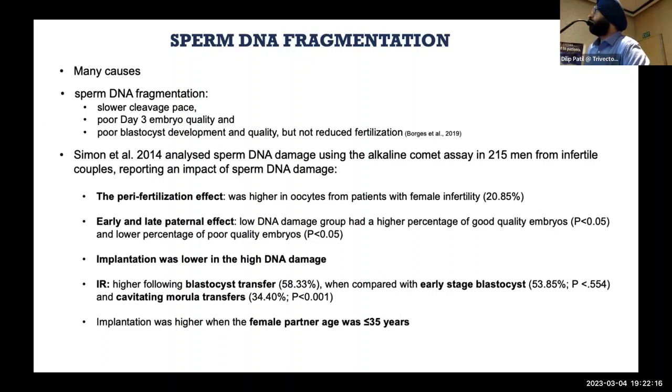Similar findings were seen by both speakers, but they also found that the implantation rate was higher following blastocyst transfer compared to early stage or cleavage stage transfer. So if there is a documented case of high DFI, always go for a late blastocyst transfer. And obviously the age of the female is important because the oocyte repair mechanism is more prominent in young females compared to older females. That is the reason for higher success rates in donor cycles.